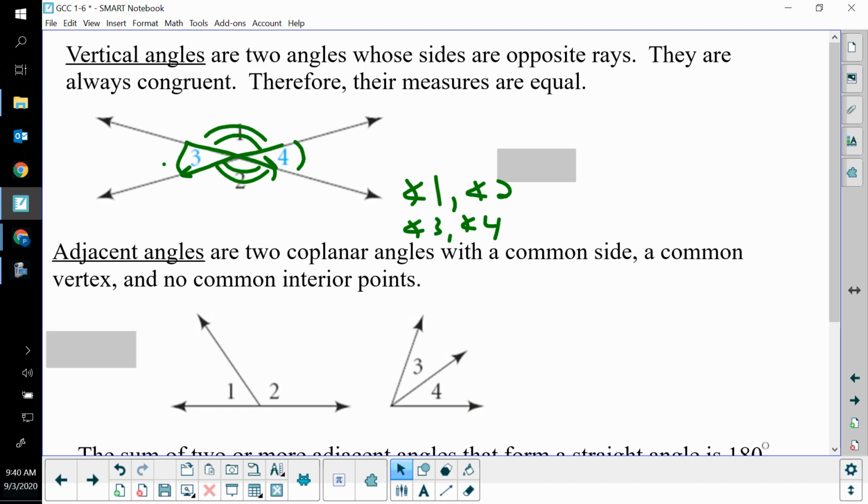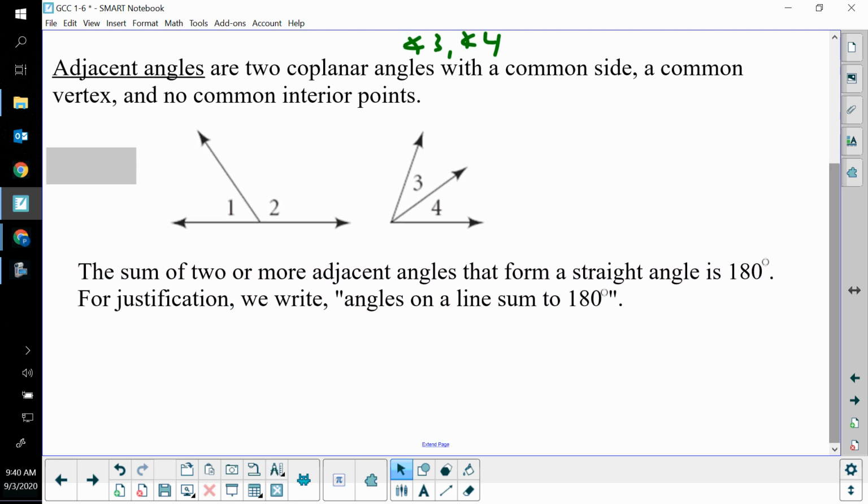Adjacent angles are 2 angles in the same plane, so coplanar, and they share a side and also share a vertex. But there's no interior points that are the same. So here's 2 different examples of adjacent angles. Adjacent means next to. So 2 angles that are next to each other, and they've got to share a side and a vertex. The sum of 2 or more adjacent angles that form a straight angle, so a straight line, is 180 degrees. So our justification when we do our geometry steps will say something like angles on a line sum to 180. Or you can say angles on a line equal 180 degrees. That would be fine as well.